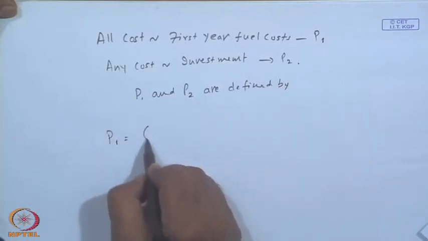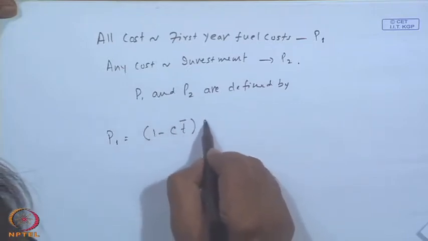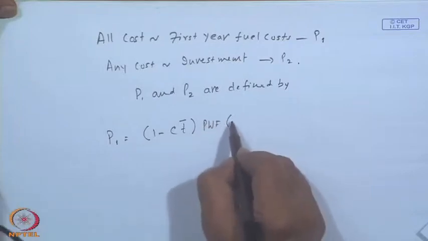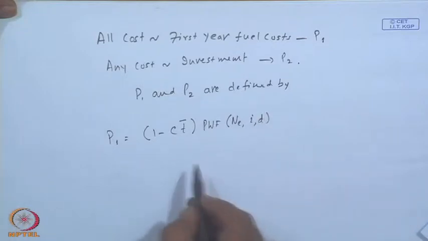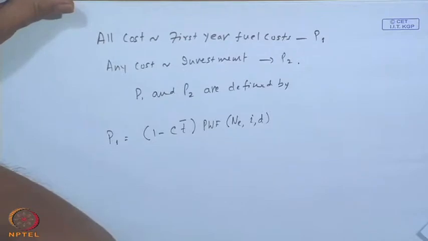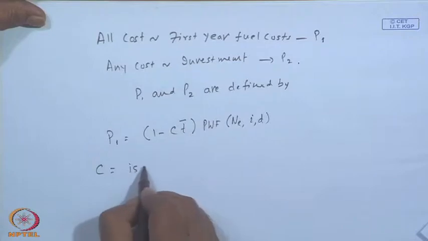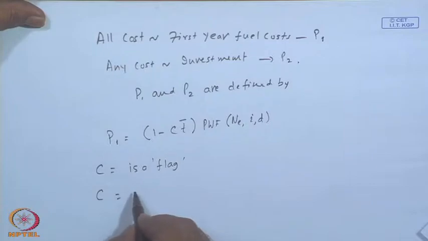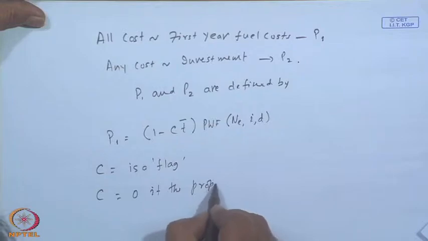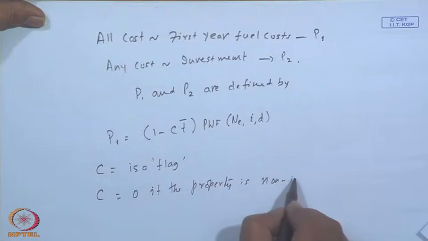P1 is equal to 1 minus C T bar times PWF NEID. Let me explain where C is a flag, C equal to 0 if the property is non-income producing.